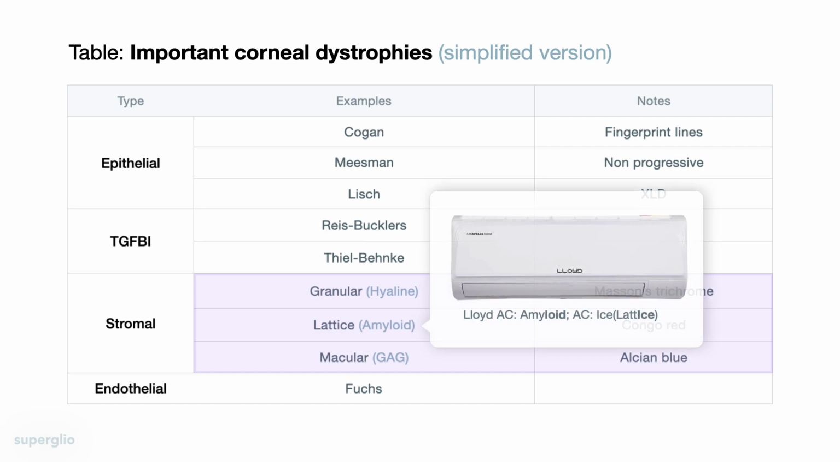How do you remember lattice dystrophy? Lloyd is a famous AC brand. From Lloyd, think amyloid, and from AC, think about ice, so lat ice.